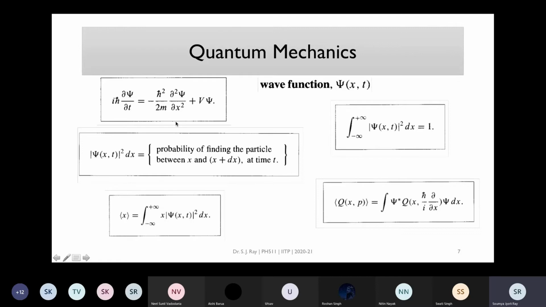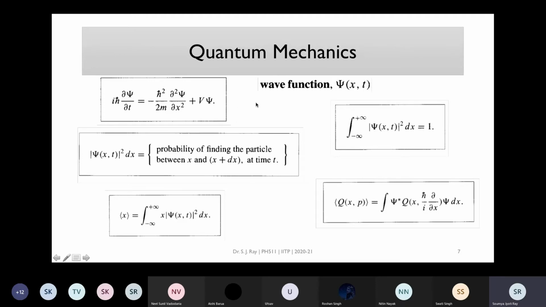Okay, so here as you see, this is the Schrodinger equation, that is iħ ∂ψ/∂t equals minus ħ² by 2m ∂²ψ/∂x² plus Vψ. So that is the one-dimensional Schrodinger equation. What we do is we solve it and find the wave function. If we know the exact form of V, then we can solve and find the wave function. And once we have the wave function, we have basically all the information about the system.